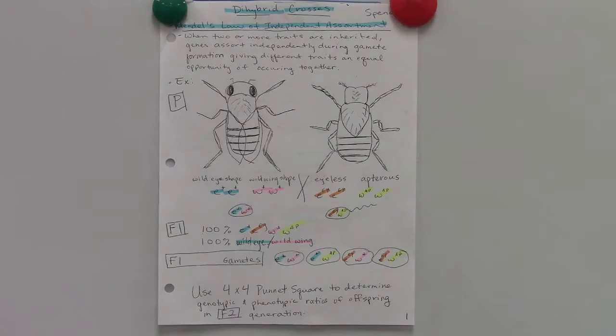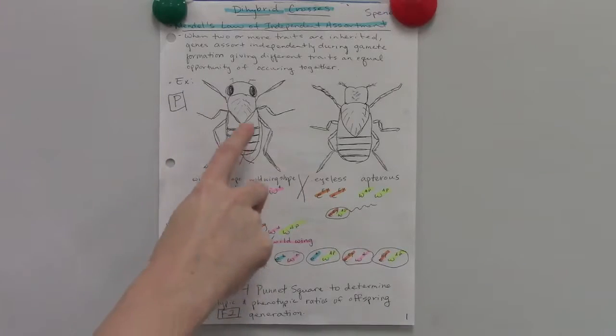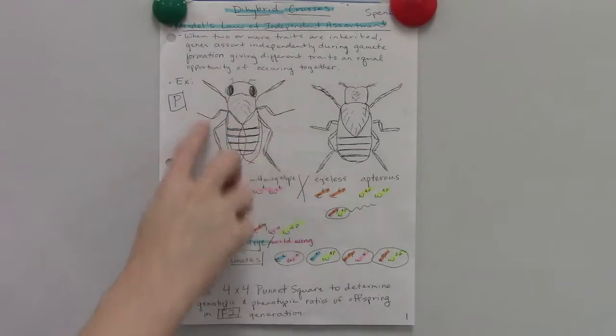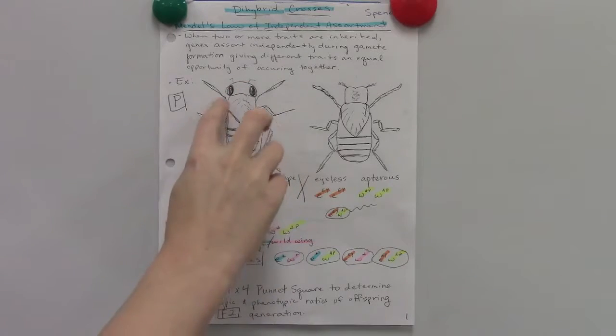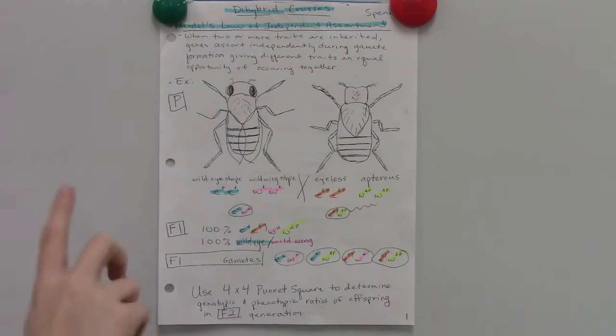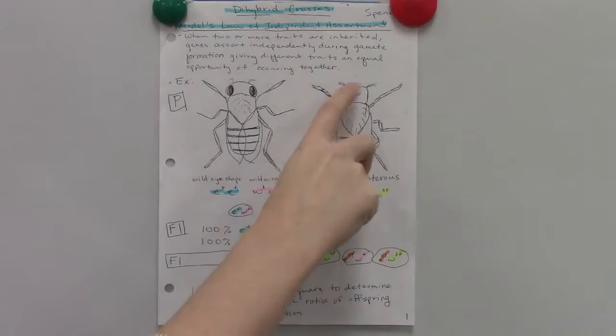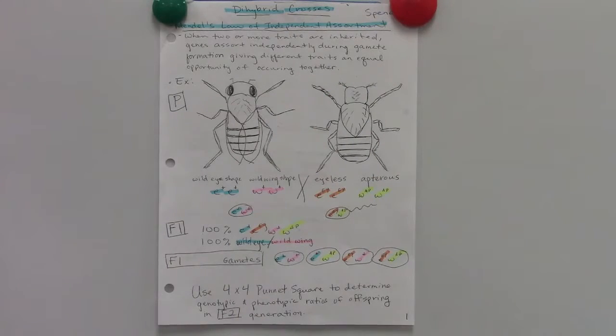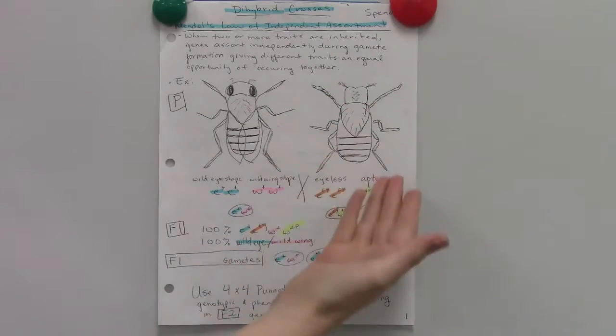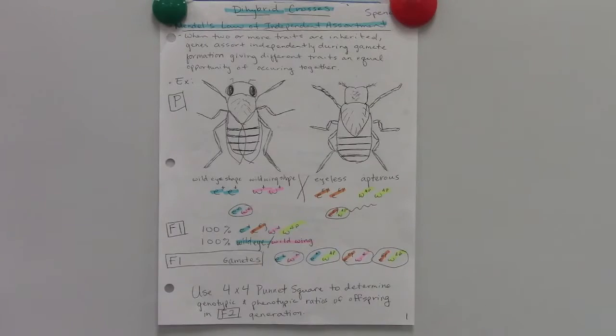So let me demonstrate that for you using fruit flies. In this example, the parental generation, I'm crossing a fruit fly who is wild type for eye shape and wing shape with a fly that does not have eyes, is eyeless, and does not have wings either. So we call that apterous.